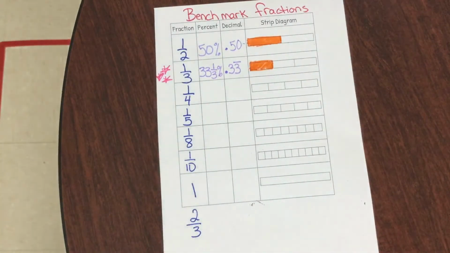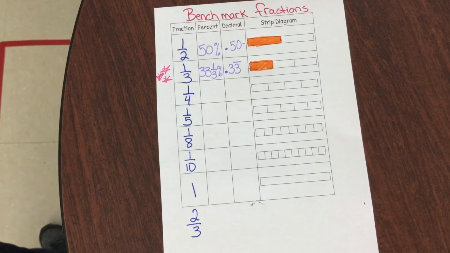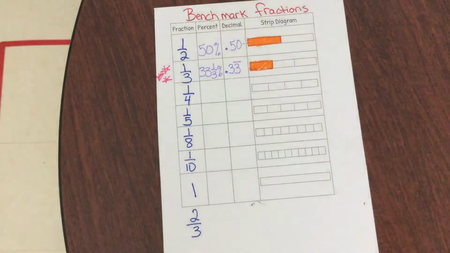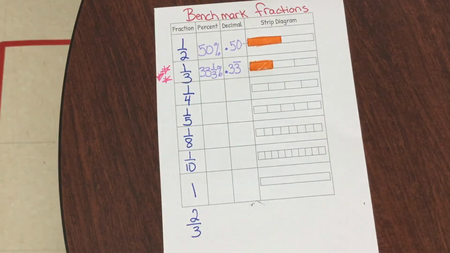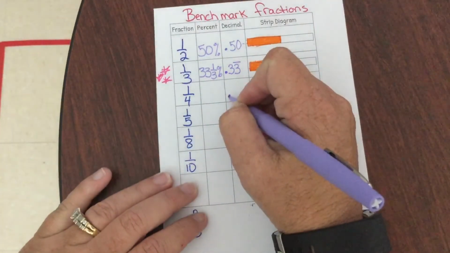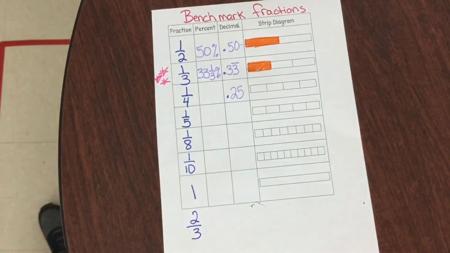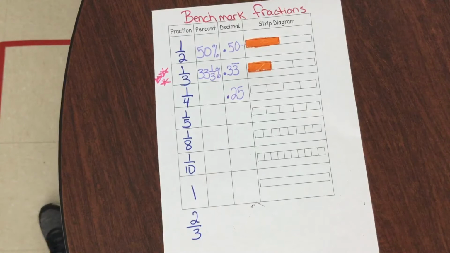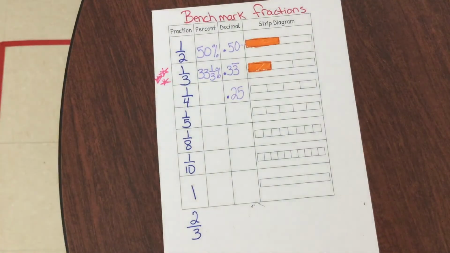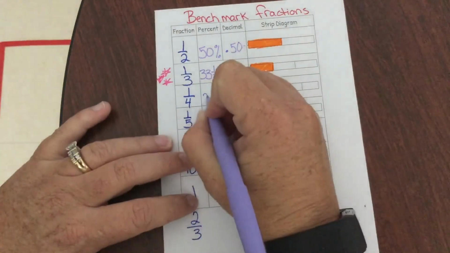All right, so let's look at 1/4. If I think about money, how much money is that? 25 cents. How would I write that? 0.25. All right. I can do that. That's pretty easy. Now let's do the percent. What percent is 1/4? 25%. Perfect. 25%.